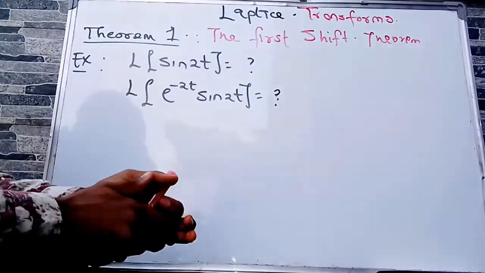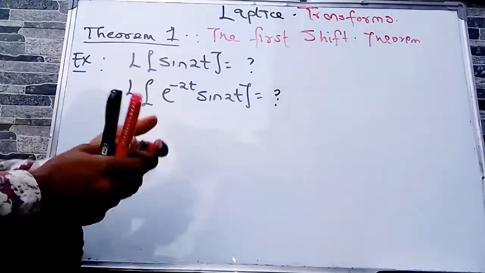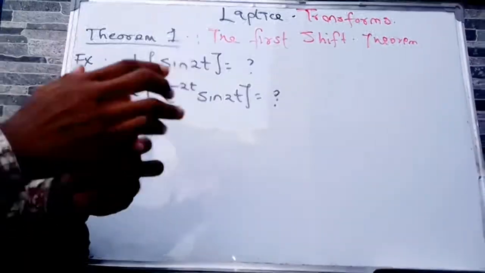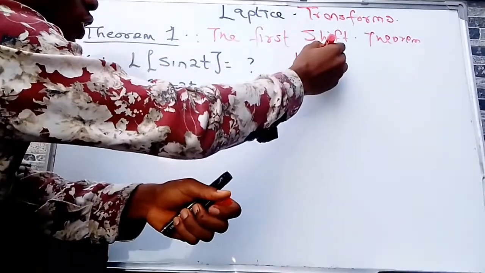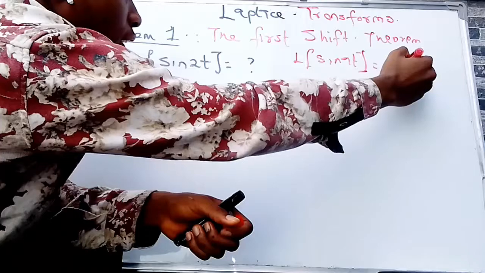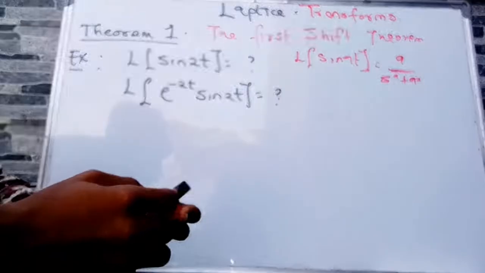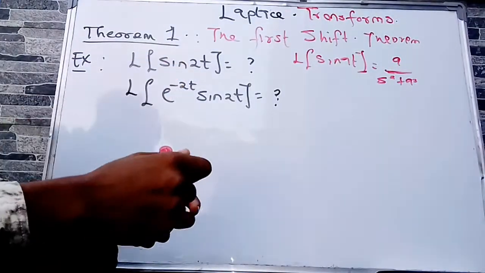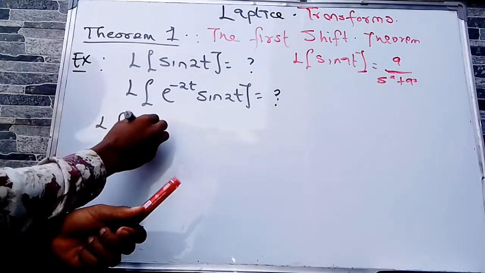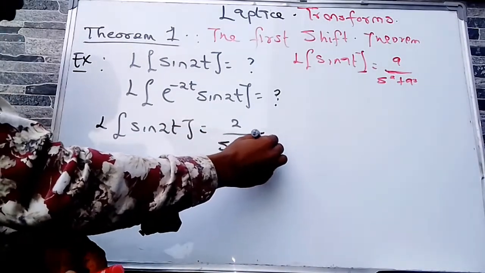Now let's take an example. If you can recall our previous video, we treated how to calculate the Laplace of a sine function. So now they said find the Laplace of sine 2t. Now we all know that the Laplace of sine at is equal to a divided by s squared plus a squared, where a is a constant. So we have a constant here which is 2. So definitely the Laplace of sine 2t is equal to 2 divided by s squared plus 4.